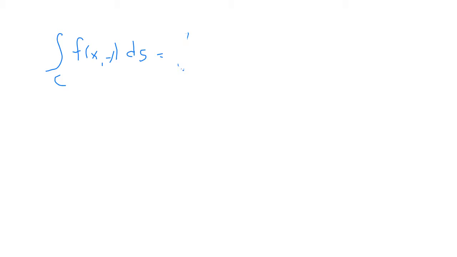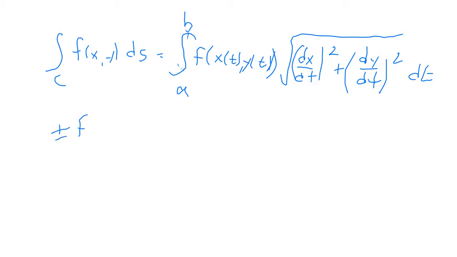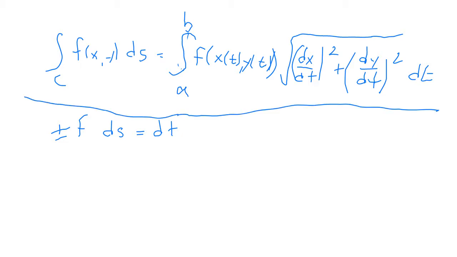Okay, so the integral from a to b of f of x(t), y(t) times the square root of (dx/dt) squared plus (dy/dt) squared dt. Now, what if ds were equal to dt? So this is the definition for the line integral.